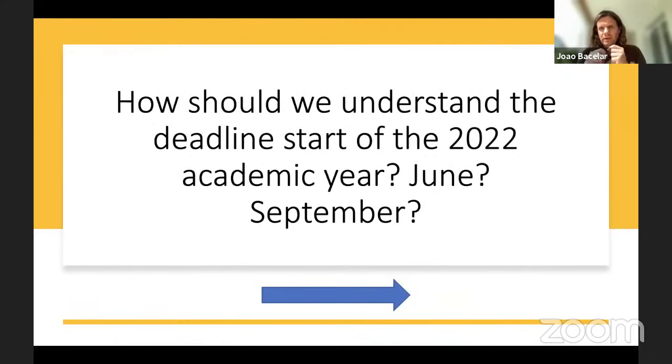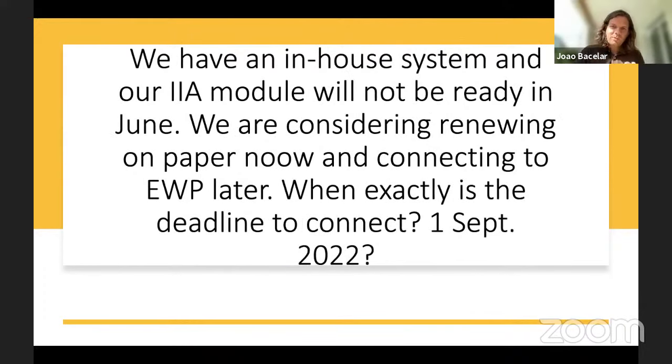Thanks, Joanna. Now, this is a special question because it has a blue arrow, which means that it's an objective duplicate which would follow. I'll read both and maybe you can answer them together. So a colleague asked, how should we understand the deadline start of the 2022 academic year? Is it June? Is it September? And as I've said in the beginning, we did get a lot of duplicate questions. Sometimes we've put them both just to be sure.